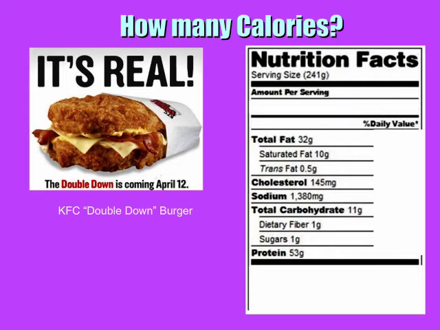Well, first let's take a look at the fat. There are 32 grams of fat in the burger, and remember that fat stores a total of 9 kilocalories per gram. So simply we take 32 and multiply it by 9, and we see that 288 calories come from fat.